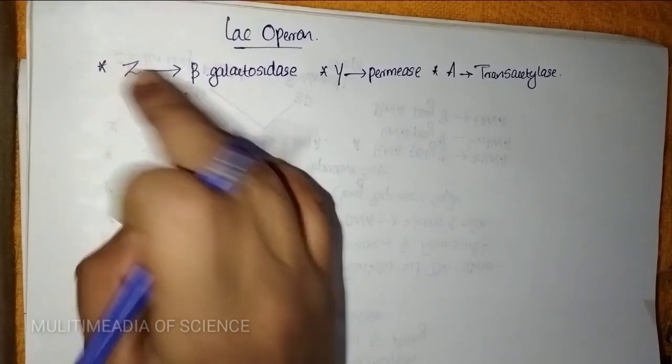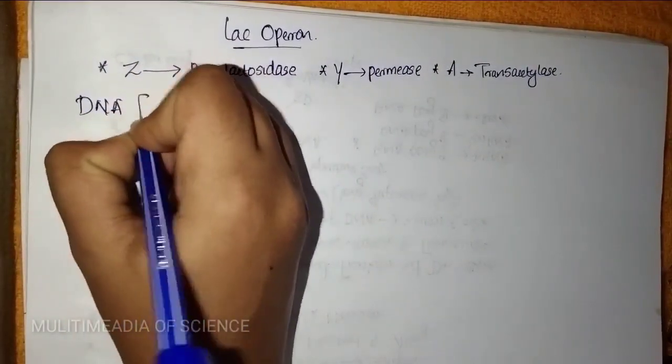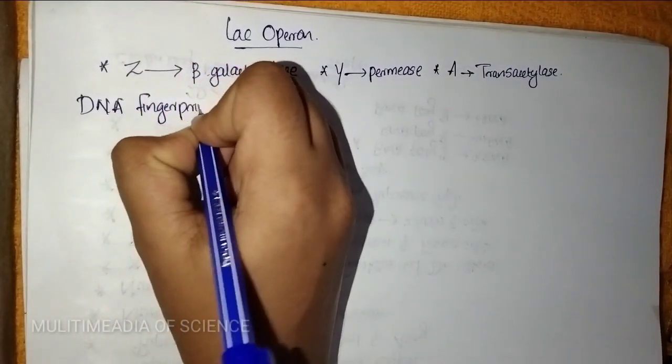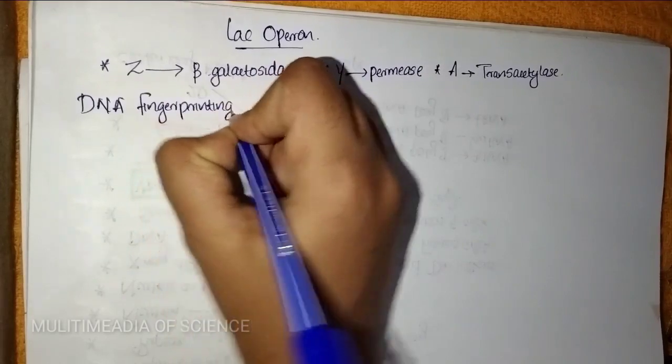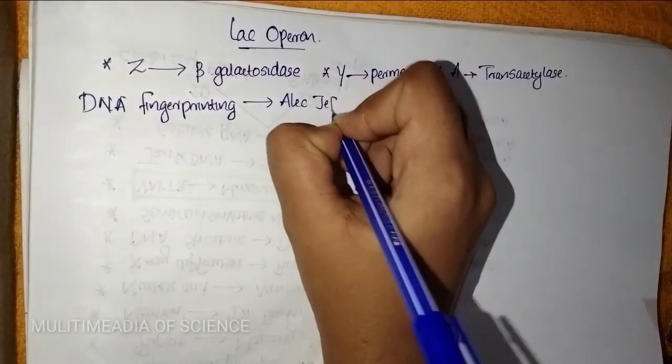Then next is DNA fingerprinting. DNA fingerprinting was proposed by Alec Jeffreys.